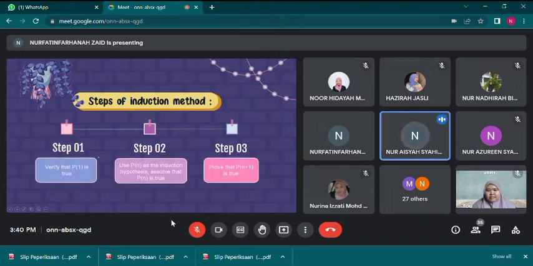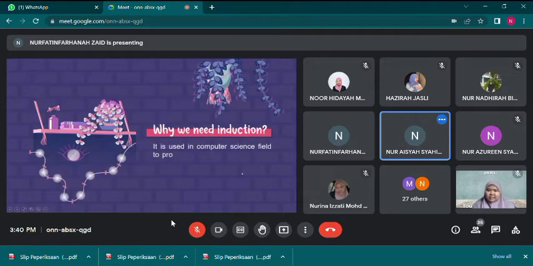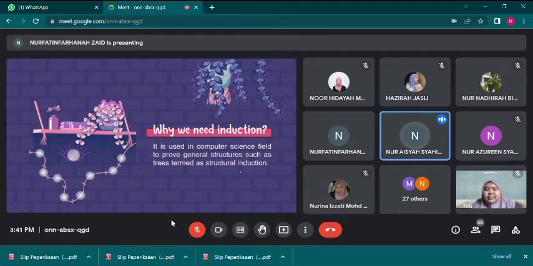So here are the steps to do the induction method. First step, we need to verify that P1 is true. Second step, we need to use Pn as the induction hypothesis and assume that Pn is true. And the last step is to prove that Pn plus 1 is true. So why do we need induction? Because it is used in the computer science field to prove general structures, such as tree structures, as structural induction. So I will pass to my friends to present the question from past June 2014.